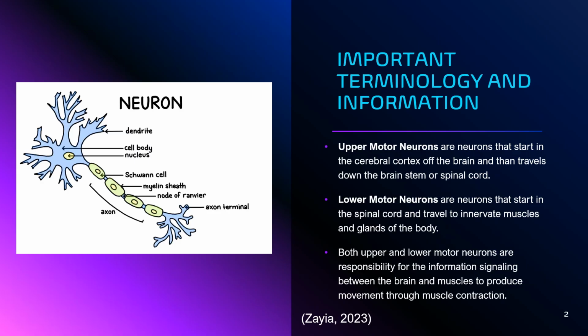So this slide is just about the important terminology and information so that you can understand further information on this presentation. This slide talks about the upper motor neuron and the lower motor neuron, and on the left it shows the neuron structure, and with normal flow, the signal will go from the dendrite to the axon terminal. So please pause so you can study the structure as well as read the information on this slide.